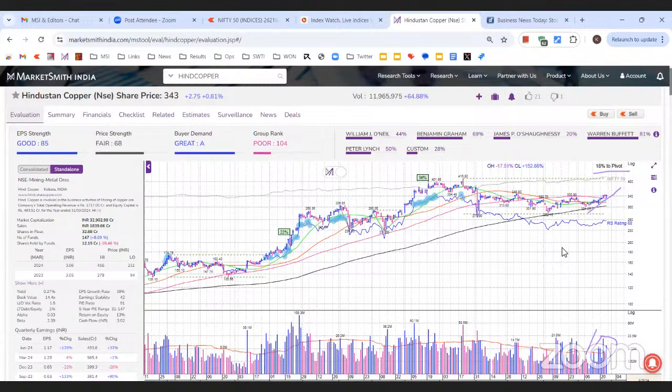Otherwise, the fundamentals are good. The demand for copper with EVs and industrialization has been good. The fund holding is decent. The number of fund holdings has increased, but the shares held by funds have seen some reduction. Okay. Next, we can consider Canara Bank.